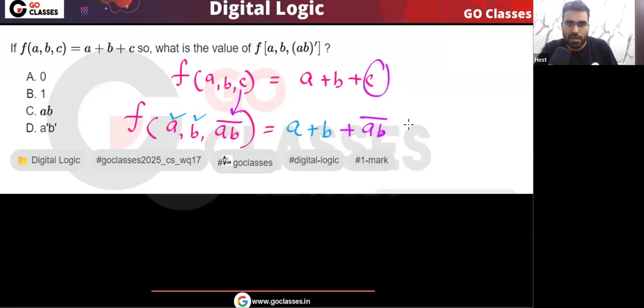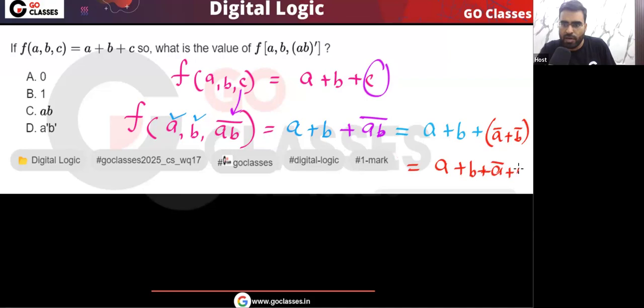So very simple. Now, what will it be? It will be A or B or, now what is this, AB whole complement. You can apply the De Morgan law, so it will become A bar or B bar. This is what it will become. So it will become A or B or A bar or B bar.